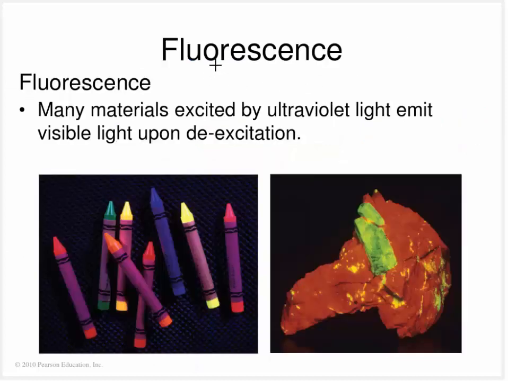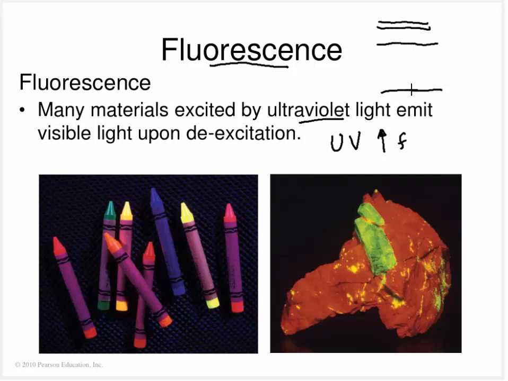Now, something that's kind of interesting is this idea of fluorescence. And it turns out that many materials are excited by ultraviolet light. Why is that? Well, ultraviolet light has a very high frequency, therefore it has lots of energy. And what it can do is it could take an electron, and it could pop that electron from the ground state up to any one of these states up here, say a really, really high state.